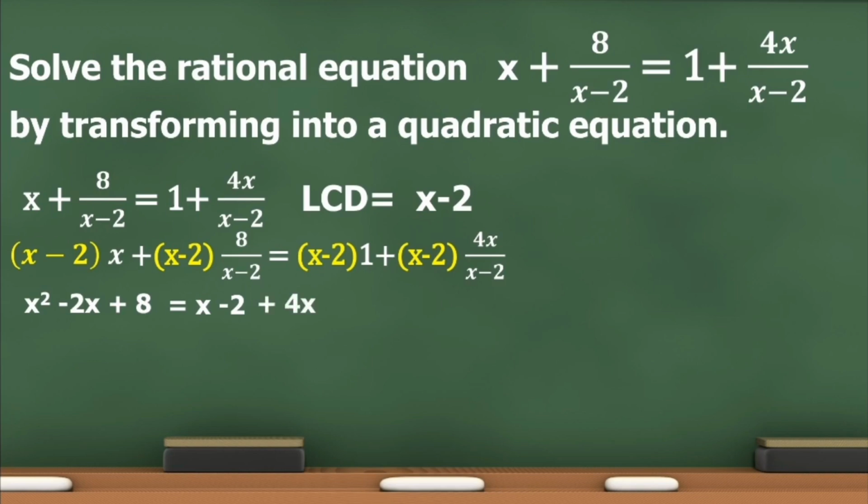Then, after that, combine naman natin yung similar terms dito sa ating right side. So, add natin class yung x and 4x. So, x plus 4x is equal to 5x. Kaya magiging x squared minus 2x plus 8 is equal to 5x. At syempre, huwag natin kalimutan yung ating minus 2. Okay, next, gamitan na natin class ng subtraction property of equality. Subtract natin both sides by 5x minus 2.